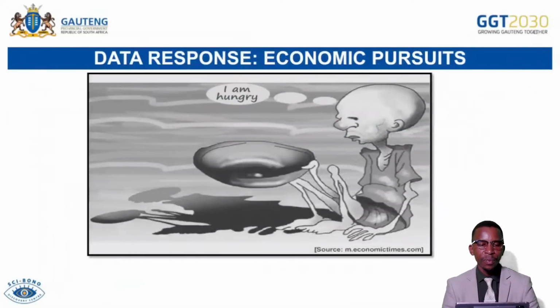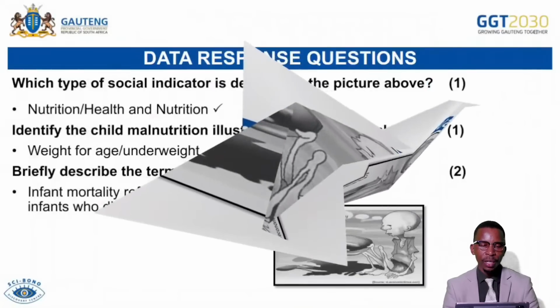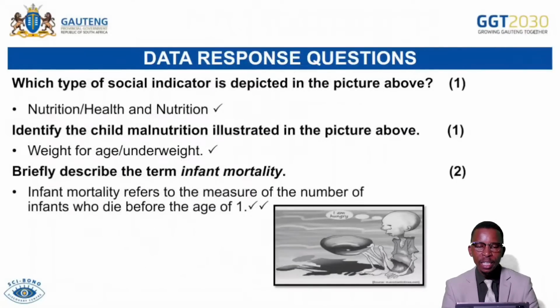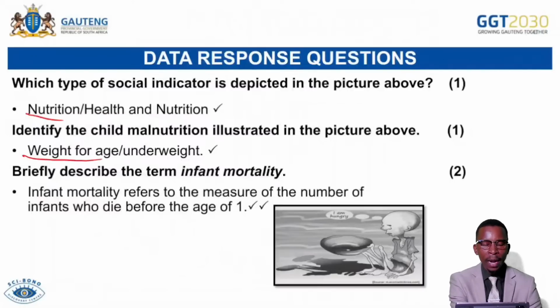So we have data response here under social indicators, economic pursuit. You can see "I'm hungry," and then the source, Economic Times. So in this situation, we are dealing with malnutrition. You can see the hunger there. So let's check. Which type of social indicator is depicted in the picture above? Nutrition, health, and malnutrition. And then identify the child malnutrition illustrated in the picture above. Weight for age or underweight.